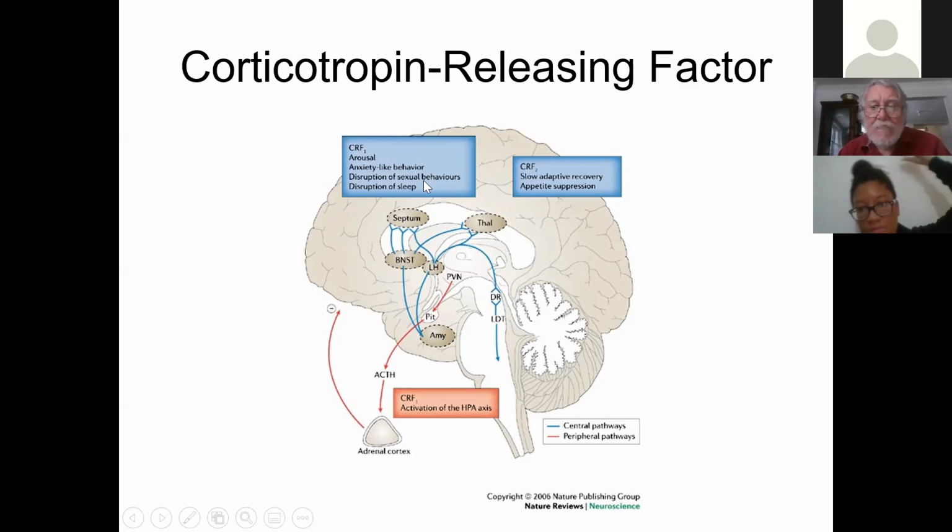But there are also CRF2 receptors that appear to be involved in slow adaptive recovery and appetite suppression. So all of a sudden, what don't you want to do if something is hunting you and wants to eat you? You shouldn't be standing out there eating grass or something. You should be getting the hell out of the way. And the CRF2 receptor does that, but it also works in the slow adaptive or longer-term effects of stress.